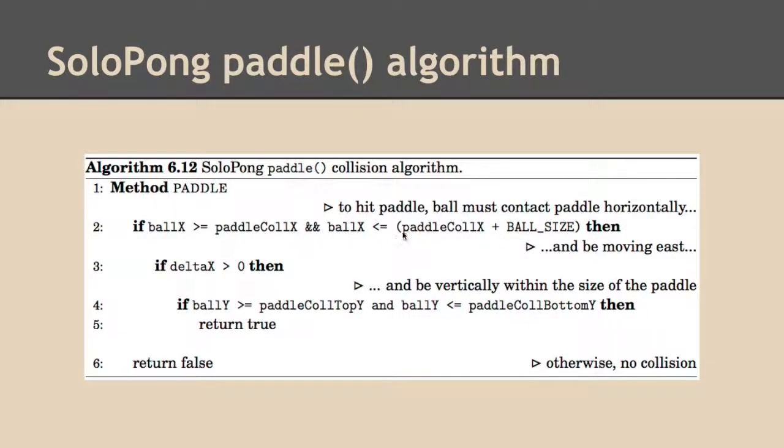So anyway, if it's horizontally in the right area, and if it's actually moving to the east, because again we don't want it to collide if it's already going to the west, and if it's vertically within the size of the paddle, that is greater than or equal to the top y-coordinate of the collision line, and less than or equal to the south collision line. If all those things are true, we'll return true. Otherwise, if any of those aren't, we didn't hit the paddle, so we'll return false. And that's probably the most complicated algorithm of anything in this chapter.